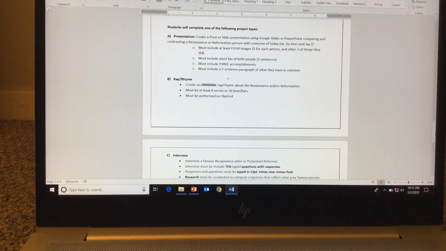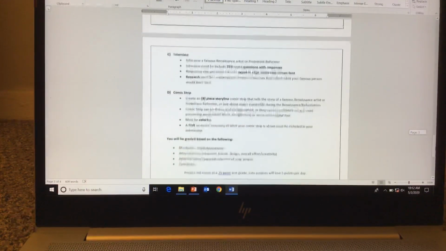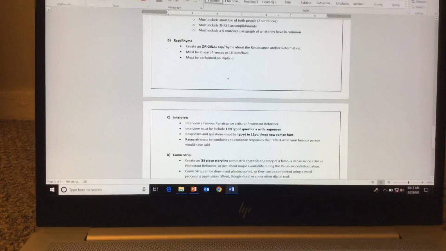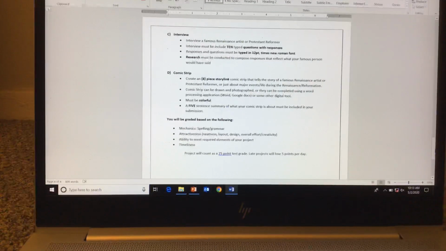Then you have the choice of a rap or a rhyme. Right, so if you like to write, this is a nice choice for you. So you can write out a rap or a poem, a rhyme. I'll talk about that one again in a moment. But you can do that based on anything. It could just be about the Reformation, about the Renaissance, about certain individuals. Again, as long as it's related to those periods and has specific information, you're good.